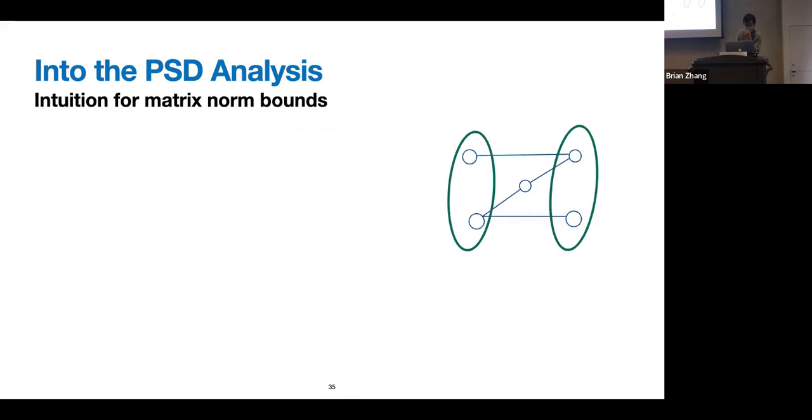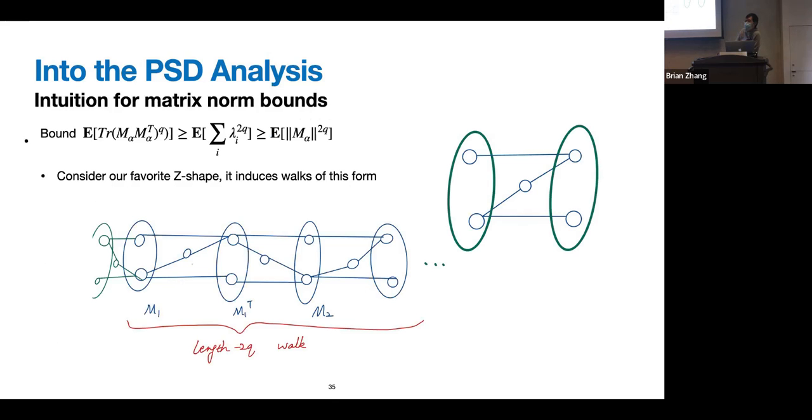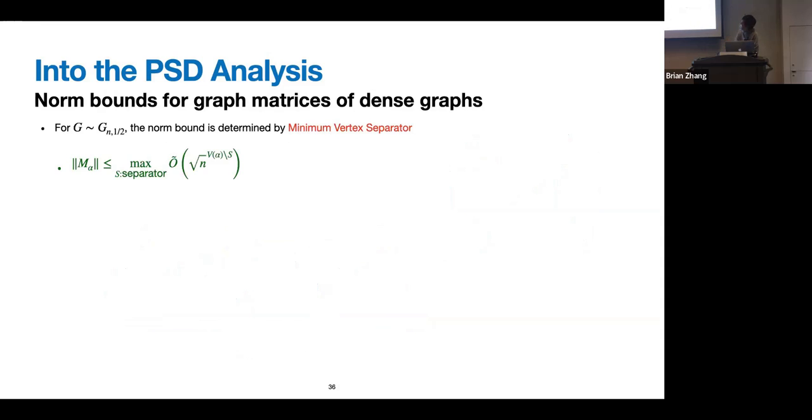That's rather standard. So let's take our favorite Z shape. If we do the trace method on this graph, you are going to count walks in the complete graph that look like the following weird shape. And we are going to take it to be a length 2q walk, so some higher power for the counting. And let me try to give you some intuition for norm bounds of graphical matrices when the underlying graph is coming from a dense graph.